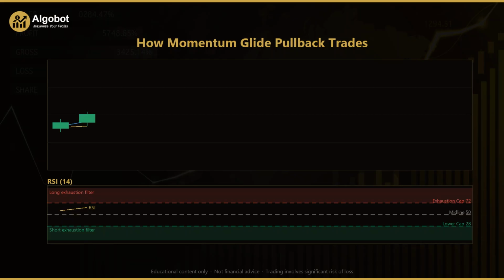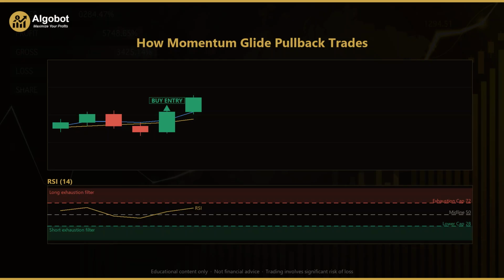On the price chart, you can see 2 moving averages, the blue fast EMA hugging price closely and the gold slow EMA moving more smoothly underneath. Below the candles is the RSI subpanel, with the midline drawn at 50, the upper exhaustion cap at 72, and the mirrored lower cap at 28. Look at the first 2 candles. Price is climbing. The fast EMA is sitting above the slow EMA, and the slow EMA is gently rising.